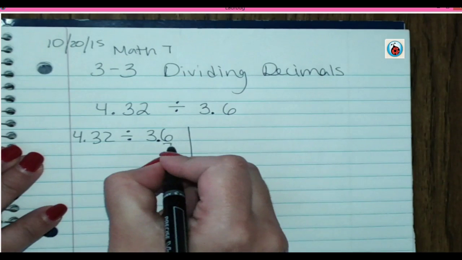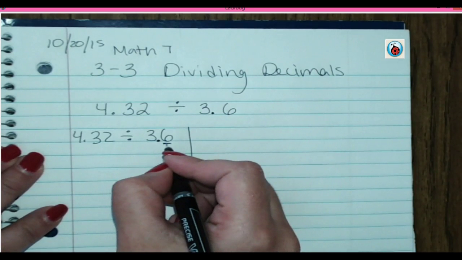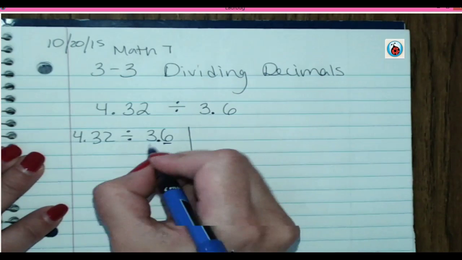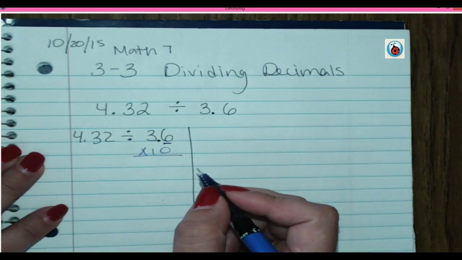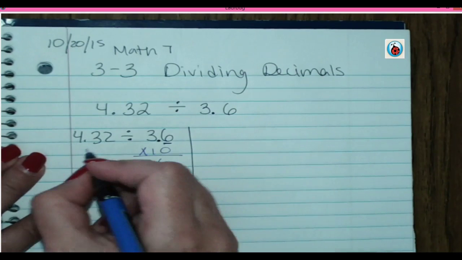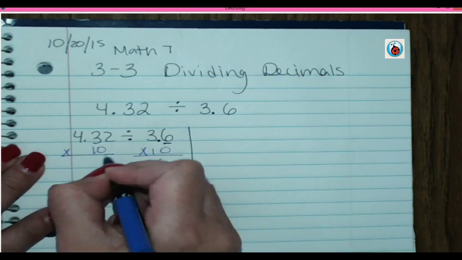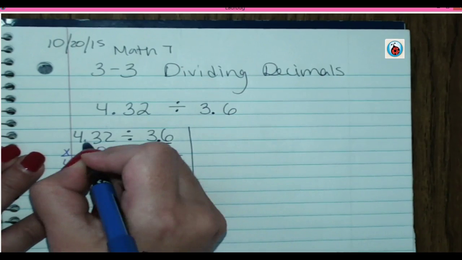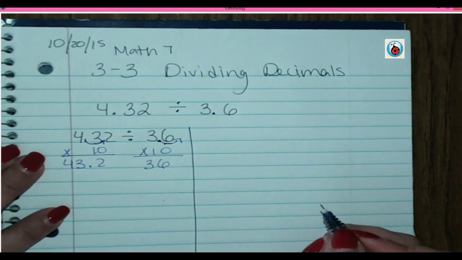See the place value. What's the place value of the 6? It's in the tenths, right? So if we multiply 3.6 times 10, what happens? It becomes 36, right? Now if we multiply 4.32 times 10, this becomes 43.2. In other words, the decimal got moved one space, right?